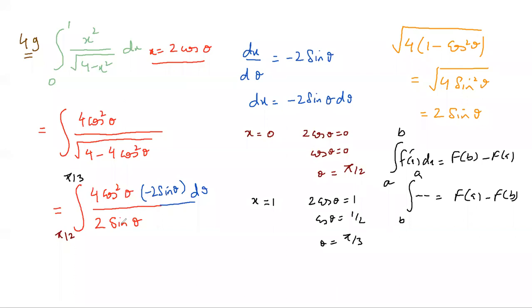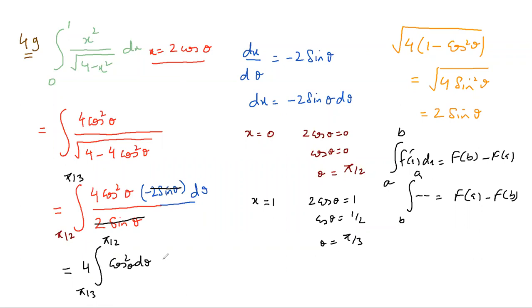Before I do that, I'll be cancelling out this 2 sine theta with the 2 sine theta. And all I have now is, I will be reverting the limits, so this is going to be from pi by 3 to pi by 2. And there will be no more minus over here. This is going to be 4 cos square theta d theta. Sorry, this has to be theta here. 4 cos square theta d theta.